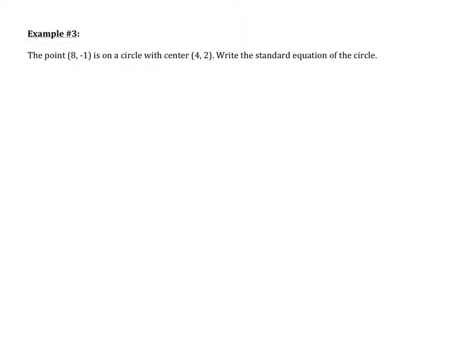Here's number 3. The point (8, -1) is on a circle with center (4, 2). Write the standard equation of the circle. Now remember, you can always write the standard equation of the circle if you're given the center and the radius. Notice in this problem, we're only given the center, but not the radius. So let's set up our equation based on the fact that the center is at (4, 2), and we'll come back to this point (8, -1) in a second. So again, so far we know that the h value is 4 and the k value is 2.